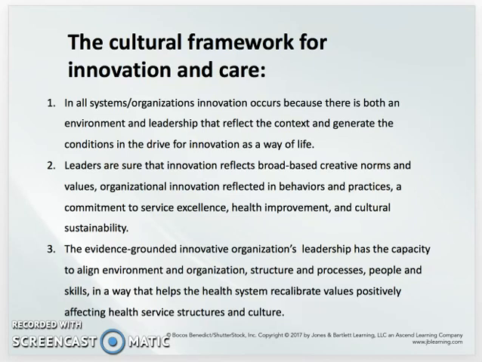Number 2, leaders are sure that innovation reflects broad-based creative norms and values, organizational innovation reflected in behaviors and practices, a commitment to service excellence, health improvement, and cultural sustainability. Number 3, the evidence-grounded innovation organization's leadership has the capacity to align environmental and organizational structure and processes, people and skills in a way that helps the health system recalibrate values positively, affecting the health service structures and culture.